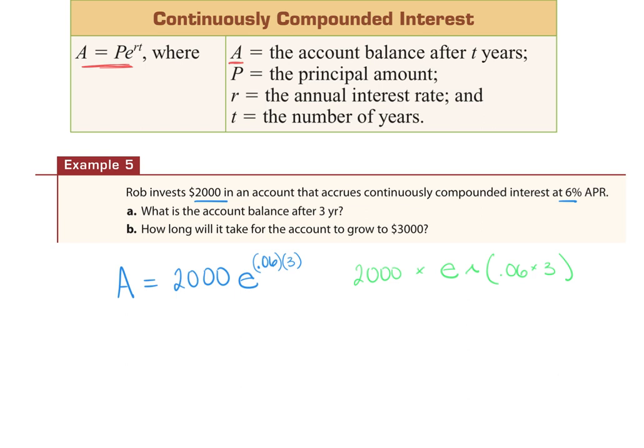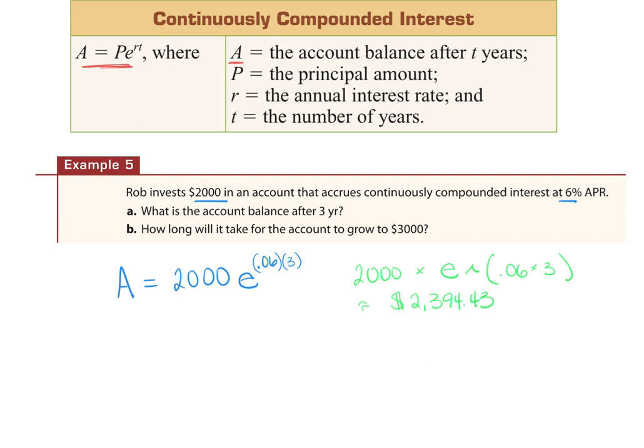And this is dollars and cents. So we are always going to round dollars and cents to 2 decimal places. After 3 years, he will have approximately $2,394.43. So make sure that you can do all of that in your calculator. Continuously compounding interest.